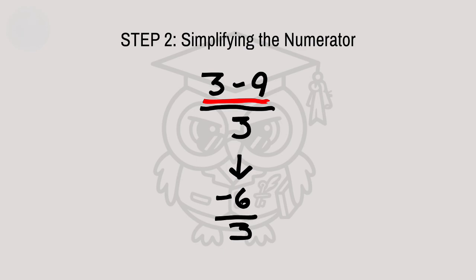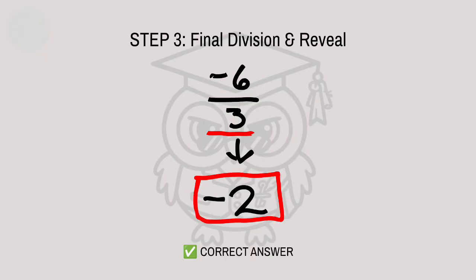This leaves us with the final fraction, negative 6 divided by 3. Perform the final division step to complete the problem. Dividing negative 6 by positive 3 results in negative 2.